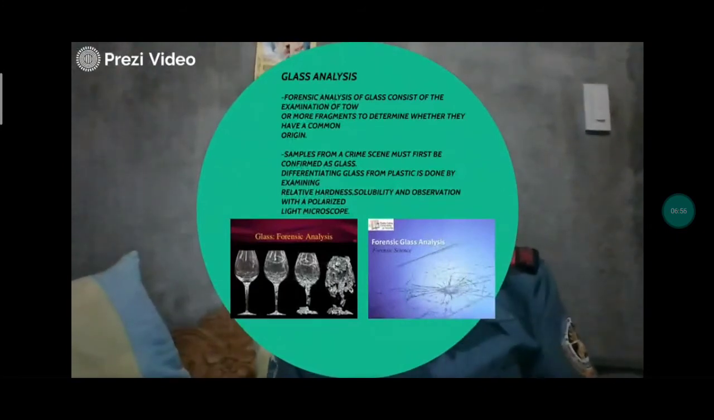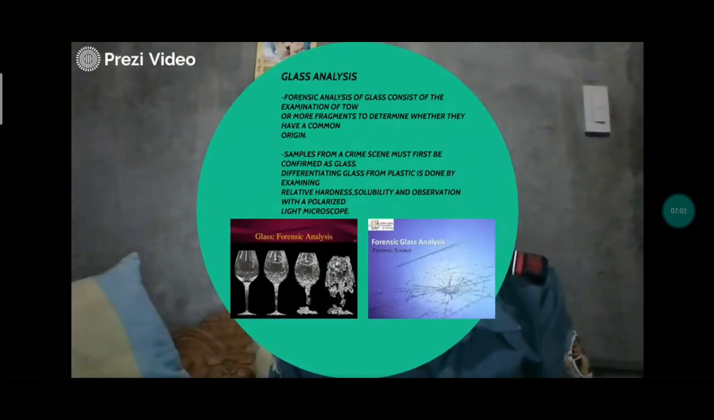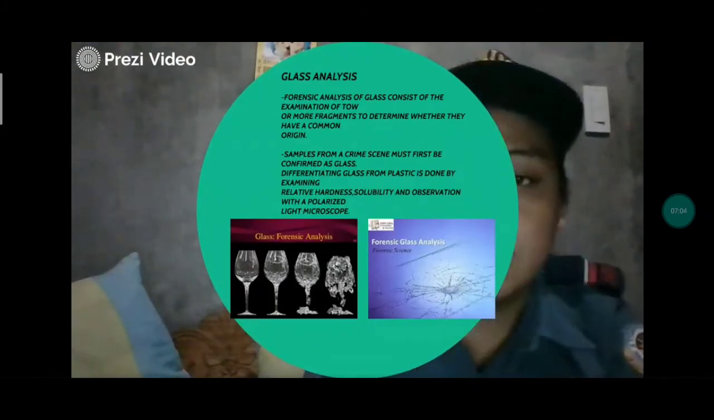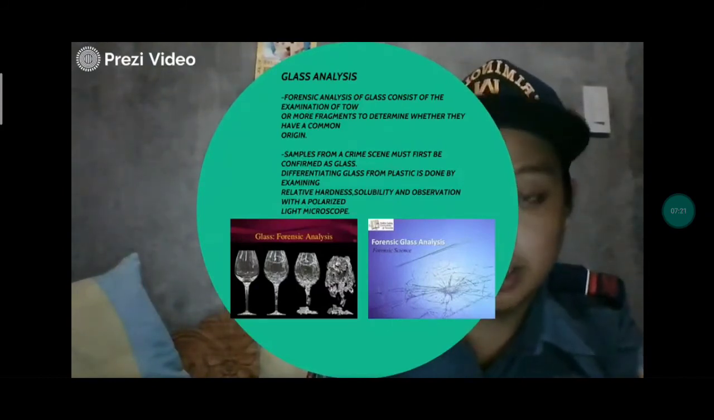Glass analysis. Forensic analysis of glass consists of the examination of two or more fragments to determine whether they have a common origin. Samples from a crime scene must first be confirmed as glass. Differentiating glass from plastic is done by examining relative hardness, solubility, and observation with a polarized light microscope.